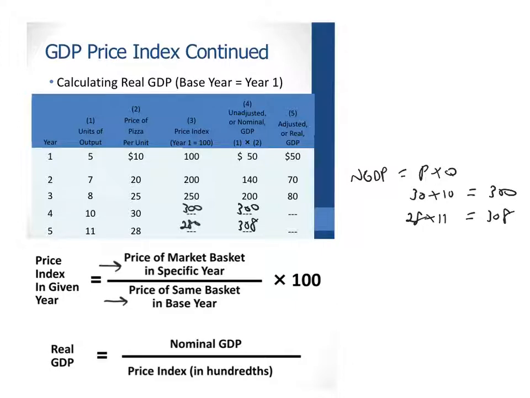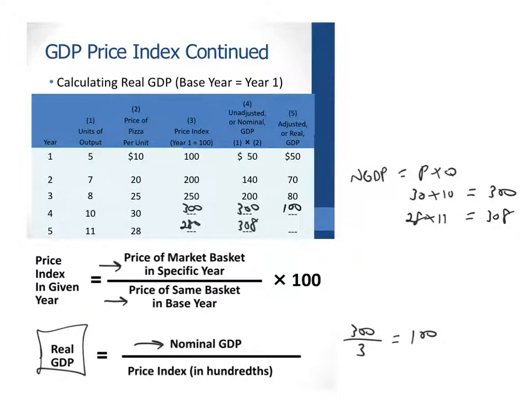All right, and then finally we want to calculate real GDP for year 4. We are going to use this formula right here. And so nominal GDP in year 4, which is the numerator right here, is 300. Okay? And then we have the price index in hundredths. So I'm going to take 300 and move the decimal over 2 places, which makes 300 now converted into hundredths. So that would be 3. And that's going to equal 100. And that is real GDP for year 4.